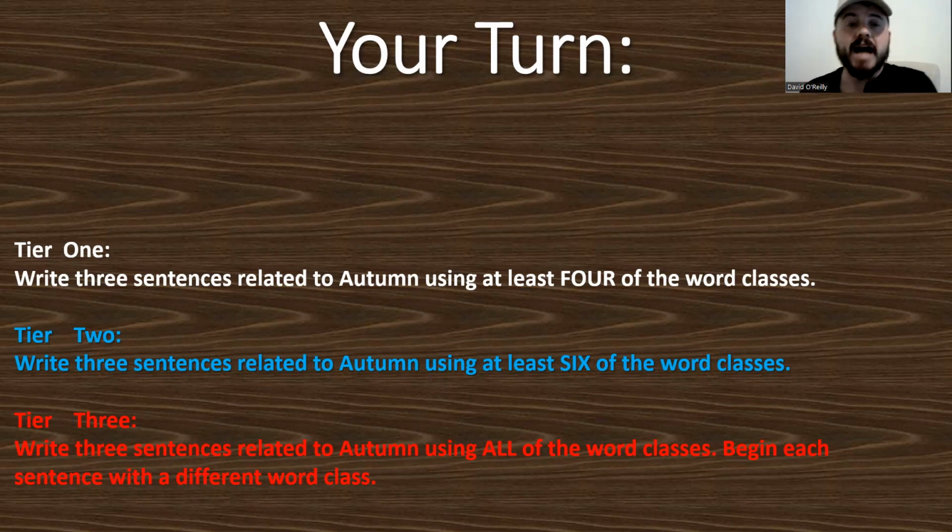Okay. And Year 4s, if you'd like to give tier 3 a go, please do. Challenge yourself. If you think you can do it, do it.